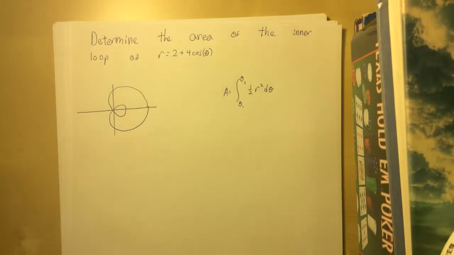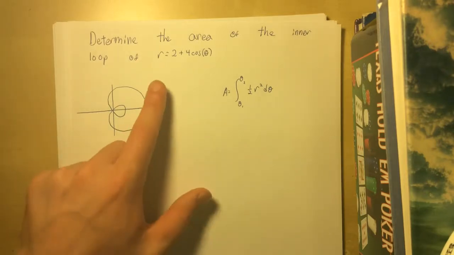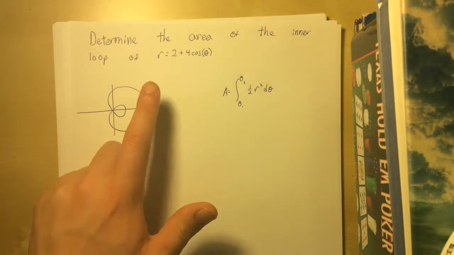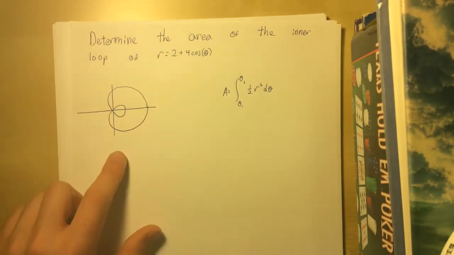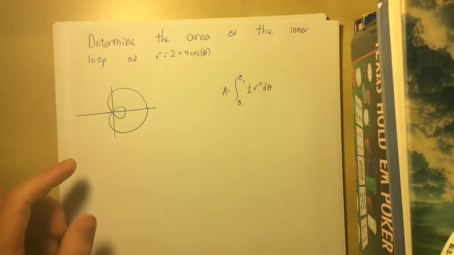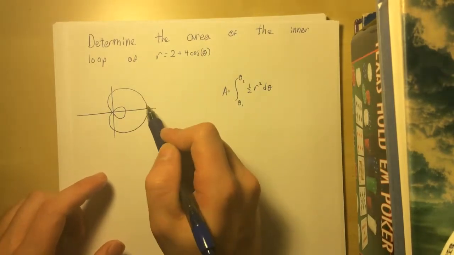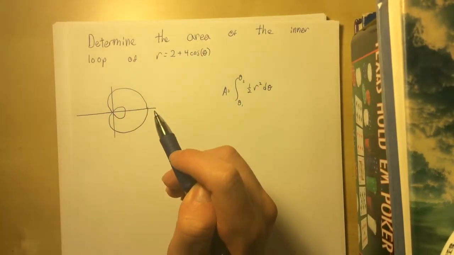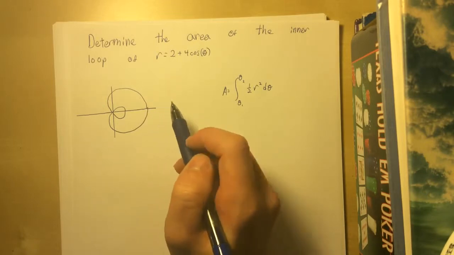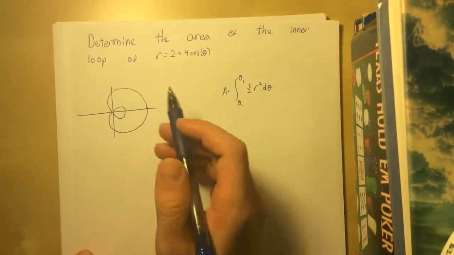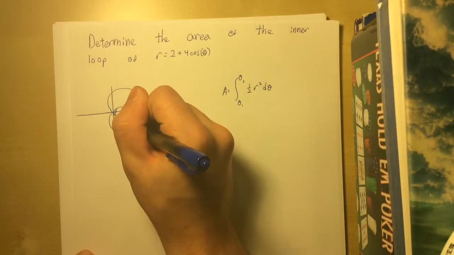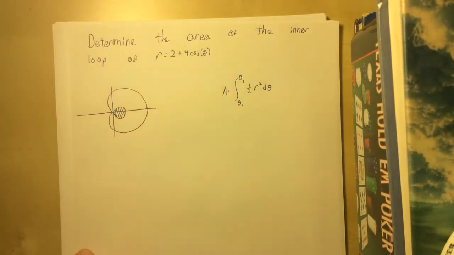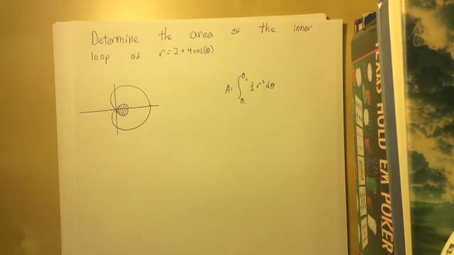So here's a bit of a trickier question that involves the area inside a polar, and we're trying to determine the area of the inner loop of this equation, r equals 2 plus 4 cosine theta. I went ahead and graphed it so you guys can see what it looks like. If you don't know how to graph this, you could probably refer back to the graphing videos. But as you can see here, we have this inner loop, and we're trying to find this area. So how do we do that?